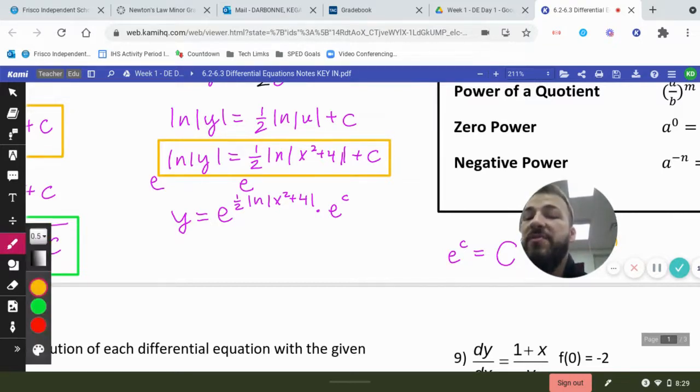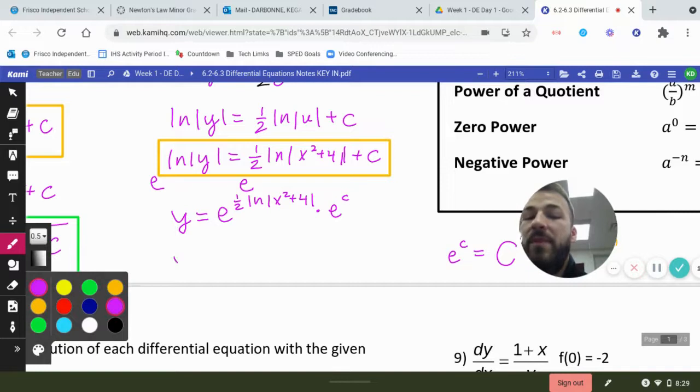So my new function becomes y is equal to big C times, and then I'm going to get my e's and all this kind of mess. Okay. So I have e to the 1/2 natural log of the x squared plus 4. So before I can get that e and natural log to cancel out, I actually have to move that 1/2 power to the inside.